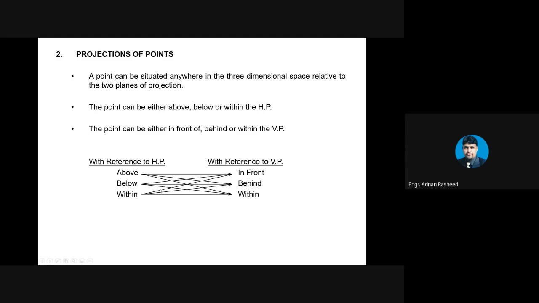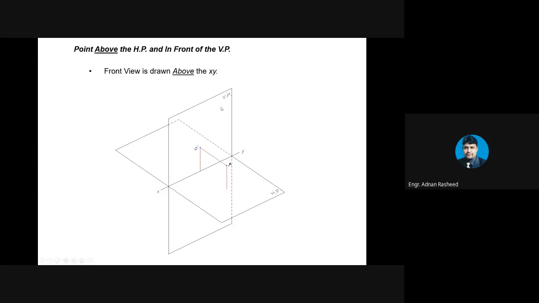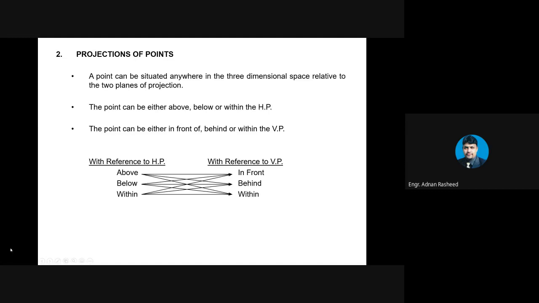A point can be situated anywhere in three-dimensional space relative to two planes of projection. You have seen the two planes of projection, horizontal plane as well as vertical plane. Now this point can be situated anywhere in three-dimensional space. That point may be in the first quadrant, second quadrant, third quadrant, or fourth quadrant. The point may lie in the horizontal plane as well as in the vertical plane, or it may be in the horizontal plane or it may be in the vertical plane. So we will talk about these things in this slide.